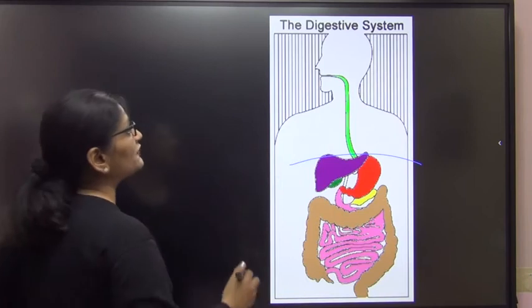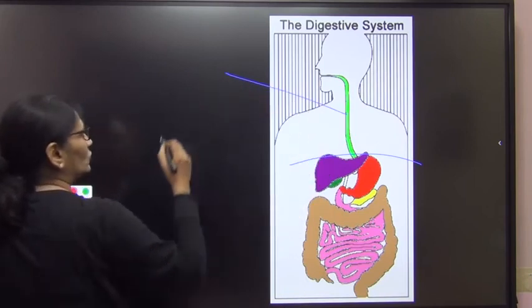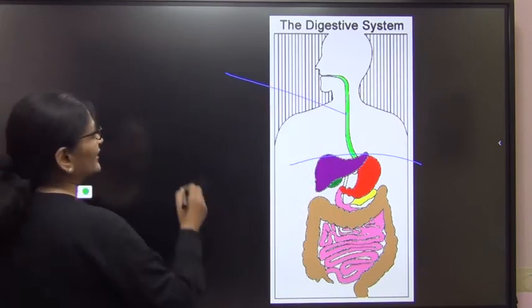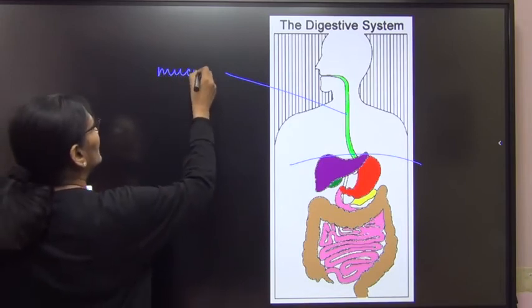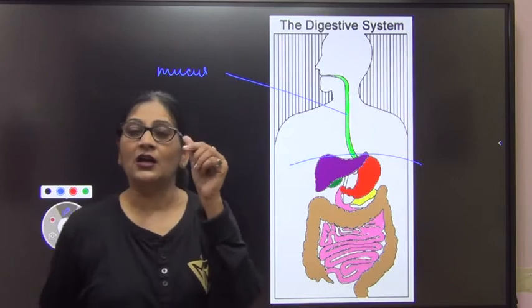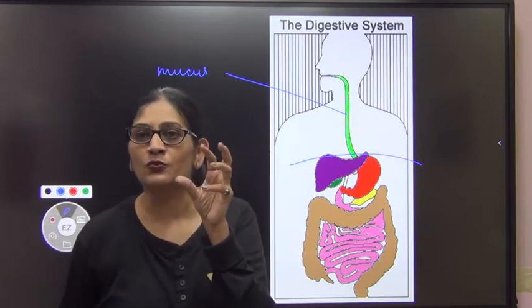Okay. Then what is the function of esophagus? I will tell you two things. One, the esophagus just has mucus coating. The mucus is something a little thick fluid को हम लोग mucus बोलते हैं.